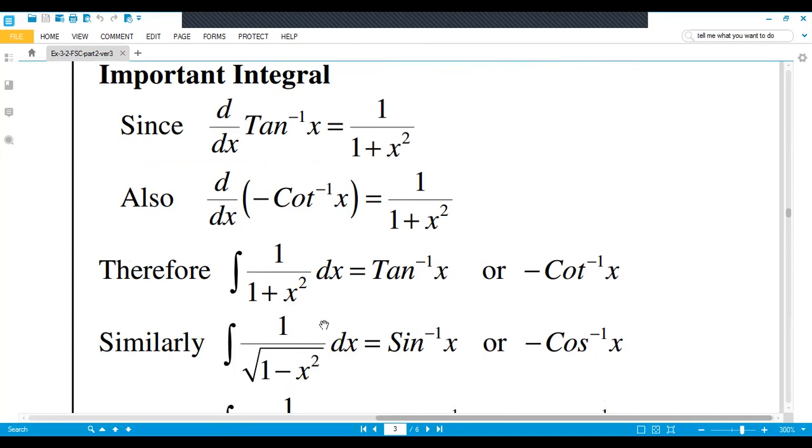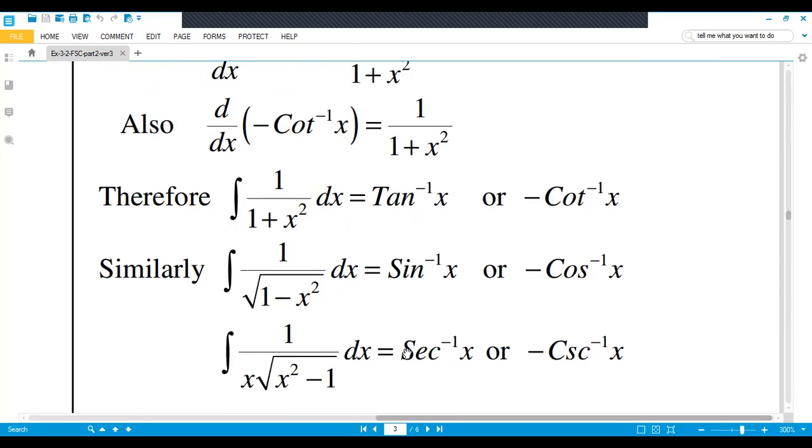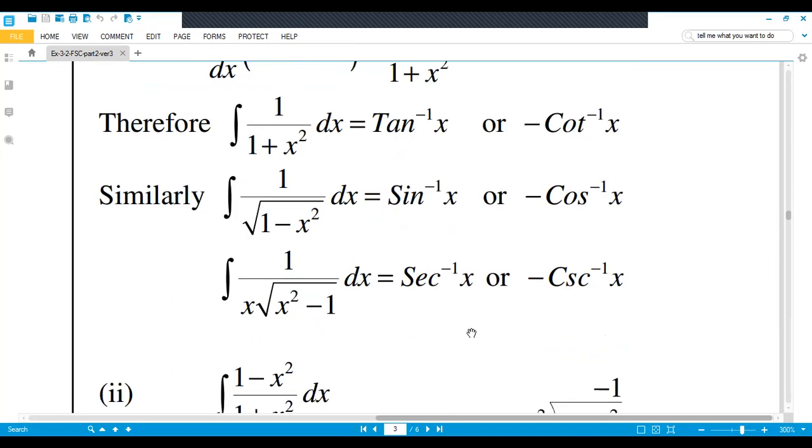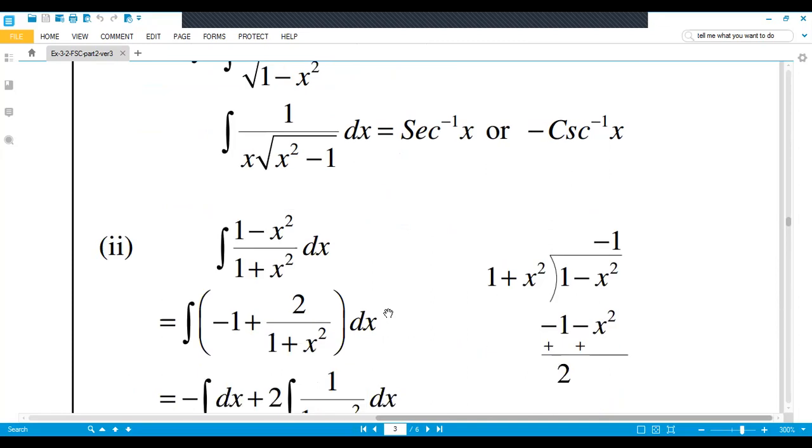Similarly, the derivative of sine inverse is 1 over under root 1 minus x square, so when we have 1 over under root 1 minus x square, its integral will be sine inverse x. Similarly, 1 over x under root x square minus 1, the integral will be secant inverse x or minus cosecant inverse x. So in the second part, if you check, you have been given 1 minus x square over 1 plus x square.